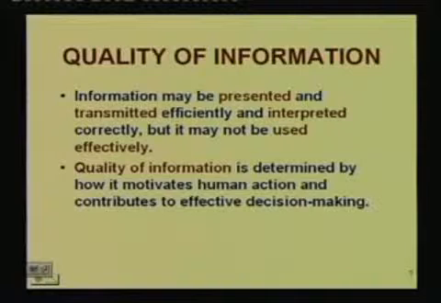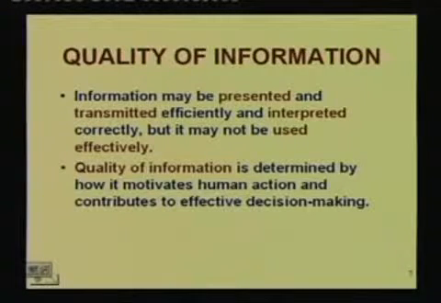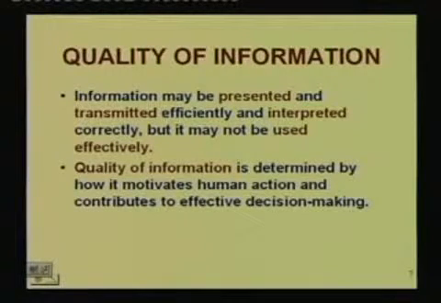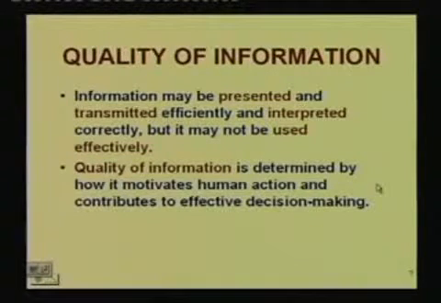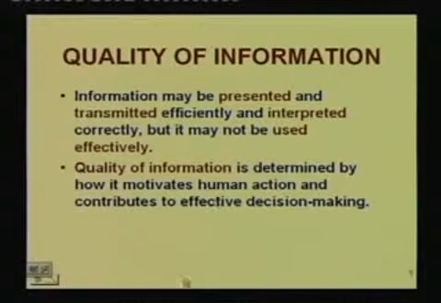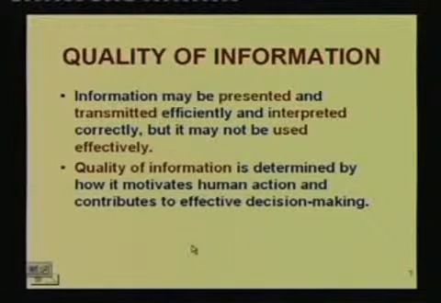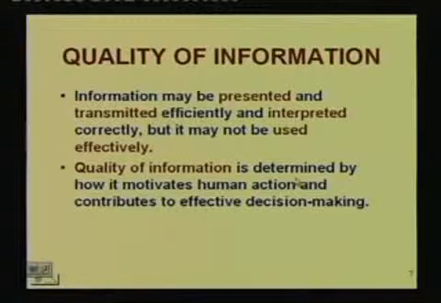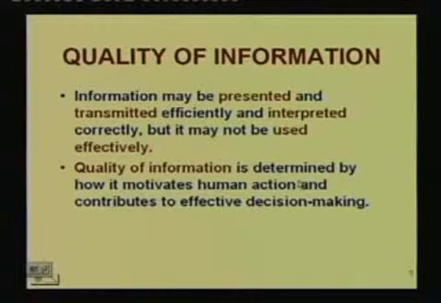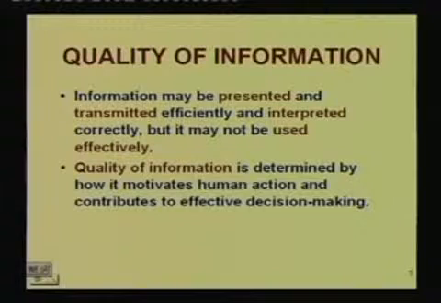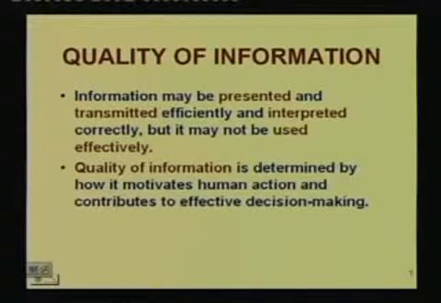We may have information which is presented, transmitted, and finally interpreted. But what use has been made of it? If it is not used properly, then we can say that its quality is not good. So quality is related to the effectiveness of decision making. We have the information, and how that information leads to effective decision making is how quality should be measured. We should not measure quality purely based on information transmission. Obviously that is one kind of quality, the quality of transmission, interpretation, and presentation, all very good. But finally, from the management point of view, it has to be related to effective decision making.